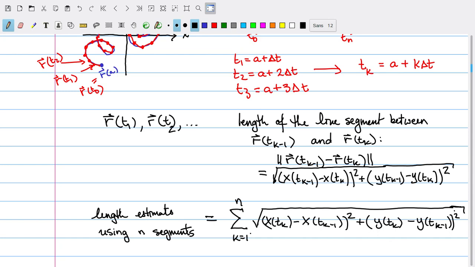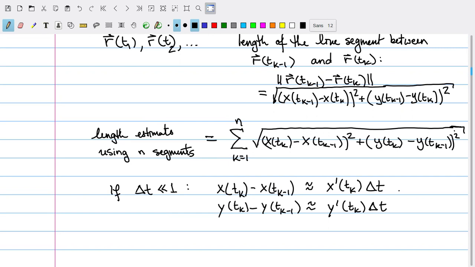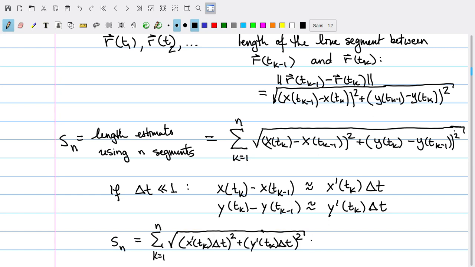And now what I want to use here is that for delta t very small, x of tk minus x of tk minus 1 is about the same thing as x prime of tk times delta t. Similarly, y of tk minus y of tk minus 1 is about the same thing as y prime of tk times delta t. So with this, our estimate using n segments, and for shorthand, let's just call that Sn, becomes the sum from k equals 1 to n of the square root of x prime tk delta t squared plus y prime tk delta t squared, which simplifies to the square root of x prime of tk squared plus y prime of tk squared, all times delta t.